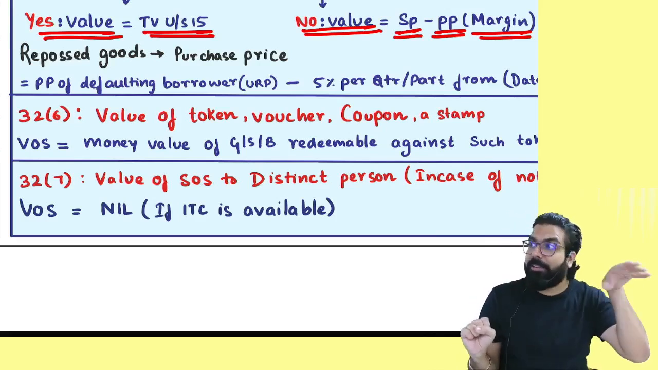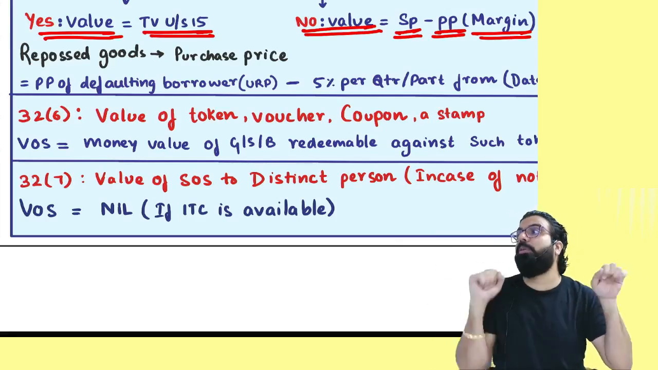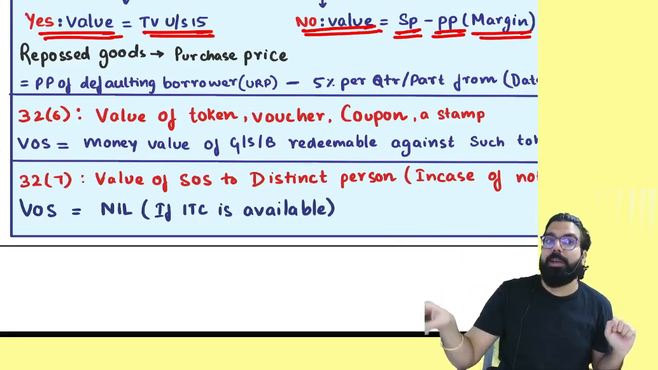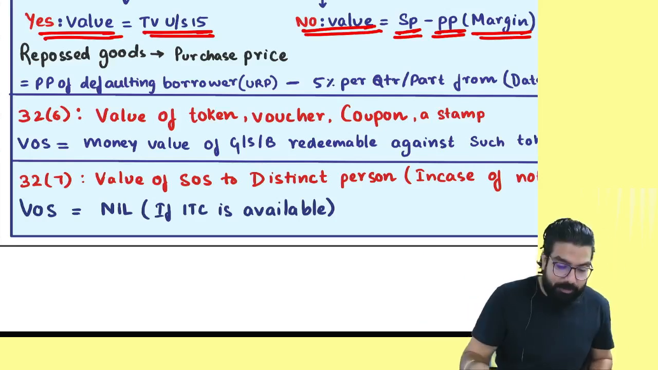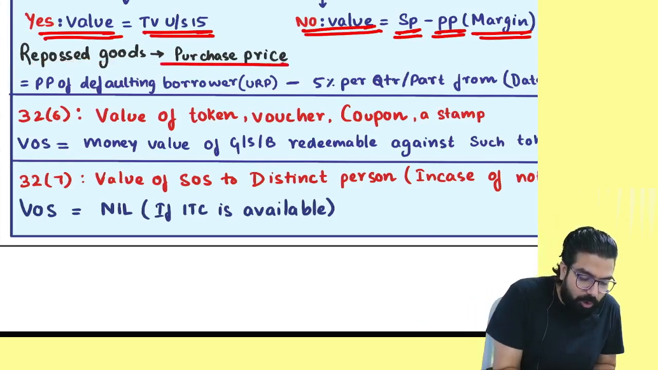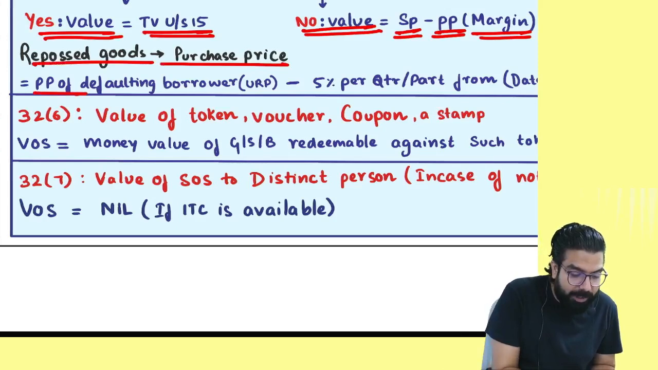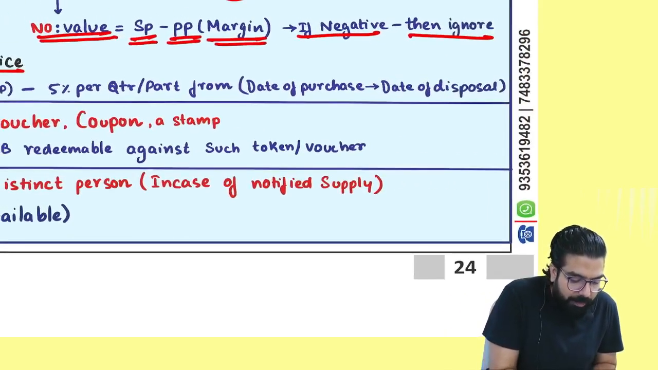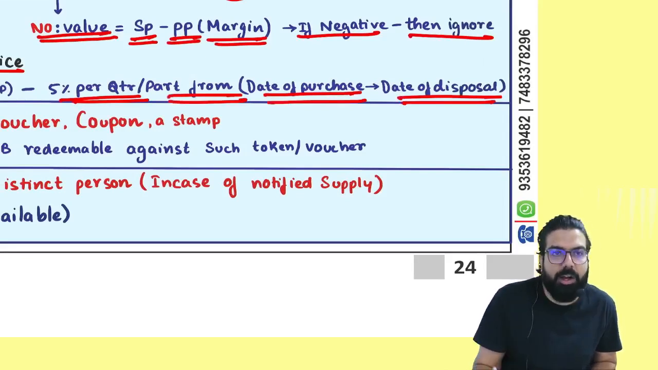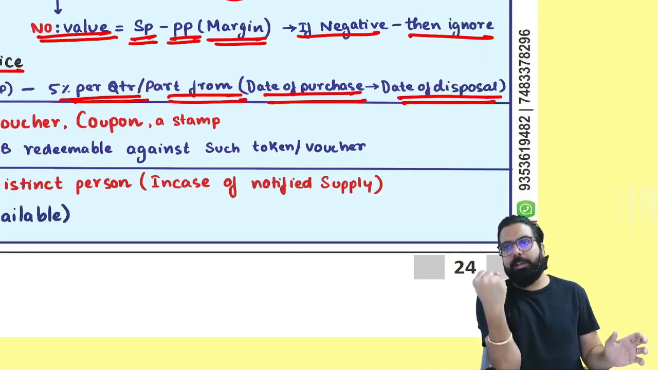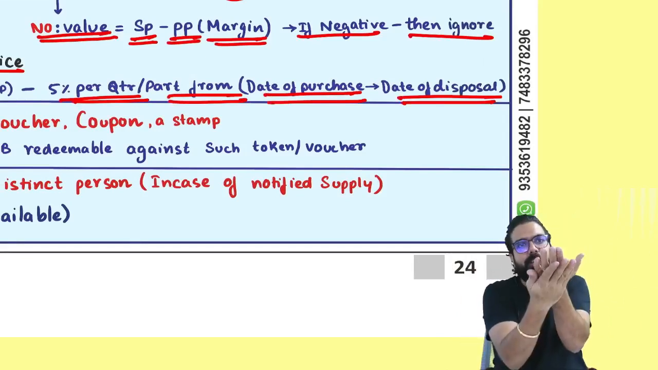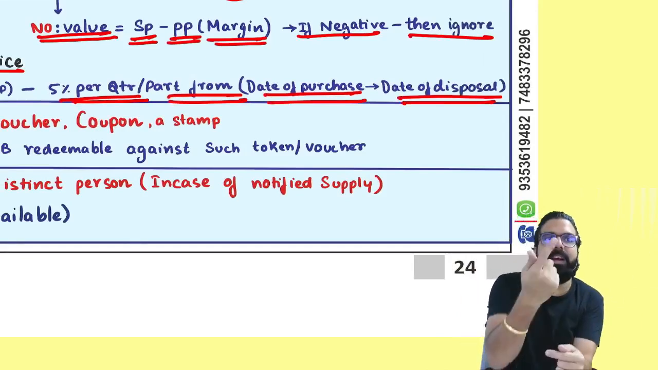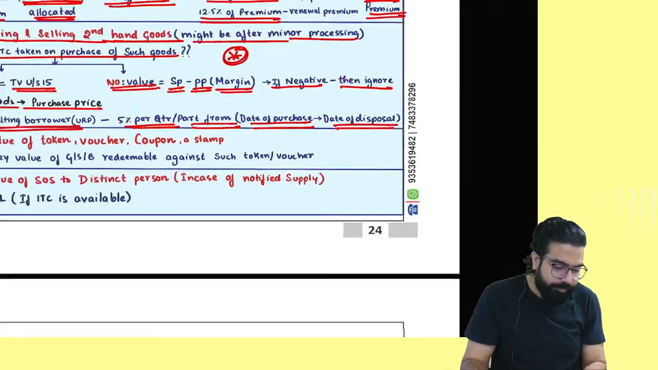Now, the bank's selling price is there. But what is the purchase price of the bank? The bank's purchase price will be whatever is the purchase price of Sanjay. When the government is selling repossessed goods, the purchase price will be the purchase price of the defaulting borrower minus 5% per quarter or part thereof from the date of purchase till the date of disposal. That will be the purchase price. Selling price minus purchase price is the margin, and on the margin the bank has to pay the GST.